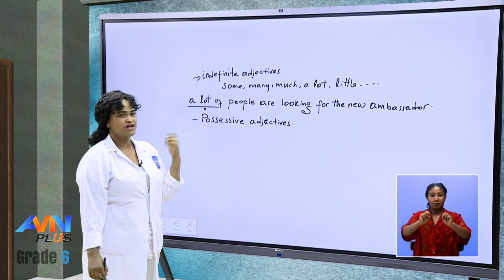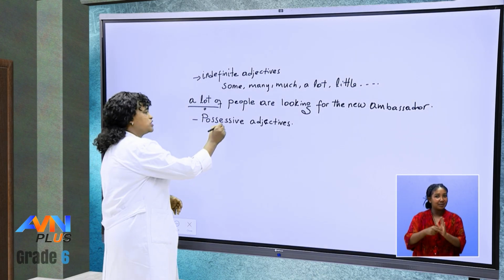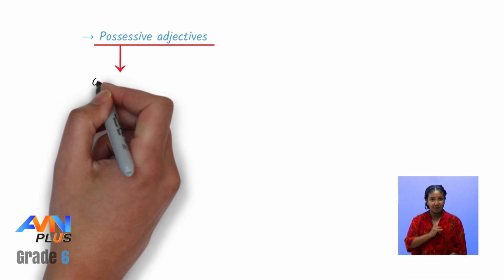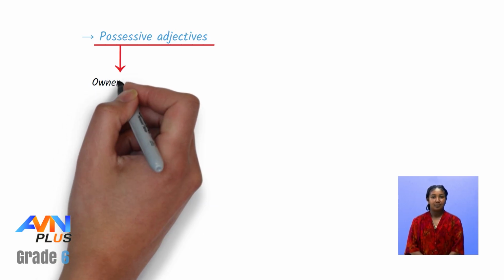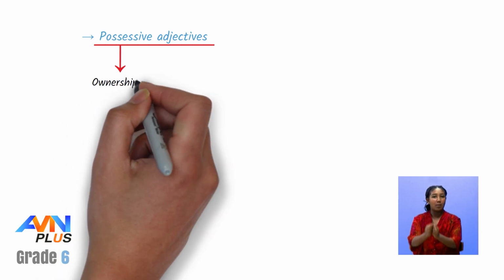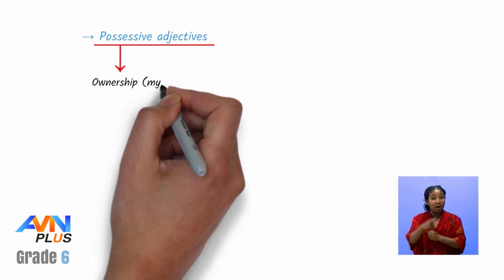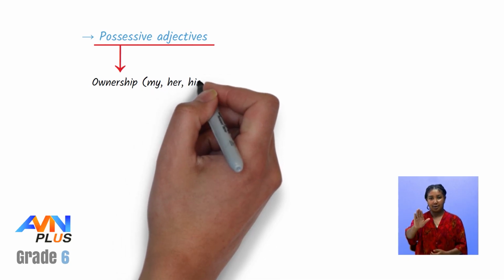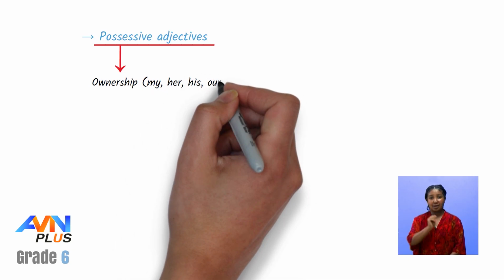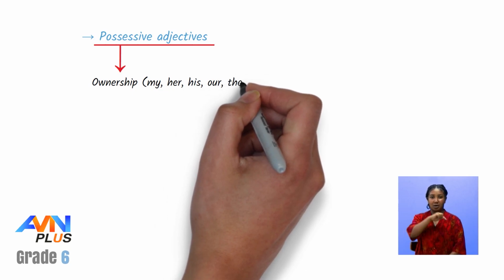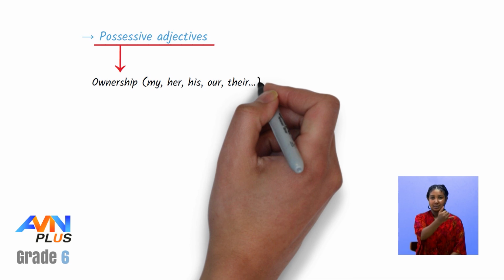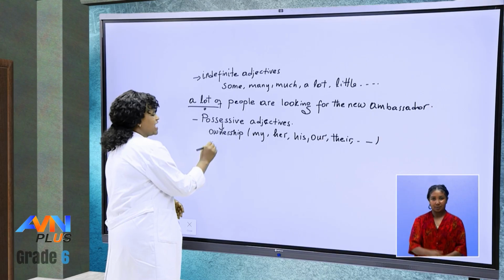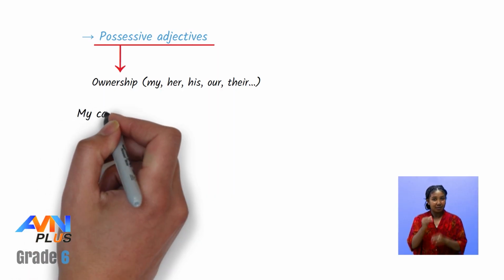Okay, so possessive adjectives. What do we mean when we say possessive? Possessive means what? Showing ownership, right? Ownership. Yes? The common possessive pronouns that we know, they are also what? Possessive adjectives. These are my, her, his, our, their, etc.